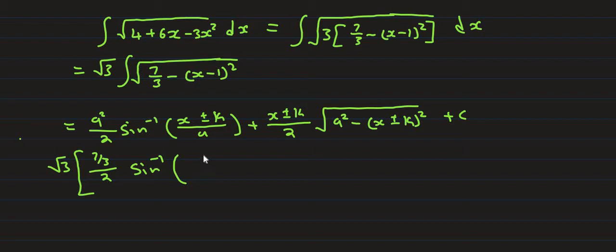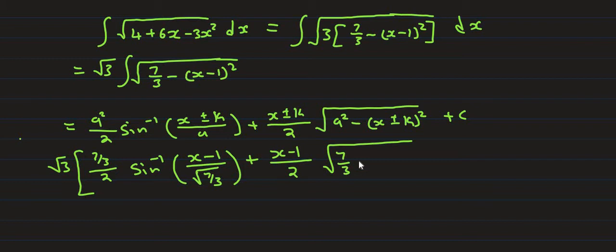x minus 1 divided by a, which is the square root of 7 over 3, plus x plus k, which is x minus 1, all divided by 2, multiplied by the square root of a squared, 7 over 3 minus x plus k, which is x minus 1 squared, plus c.